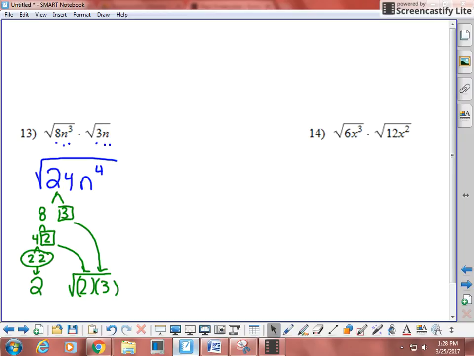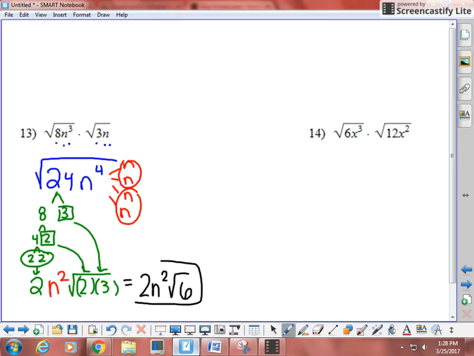Now I want to break down the n to the fourth. So n to the fourth really just means there's 4 n's, which means there's 2 couples. So if there's 2 couples, n squared. Okay, so nothing is left inside with that because they all have a pair. So I just want to write my final answer as 2n squared root 6. Boom. All right, on to the next one.